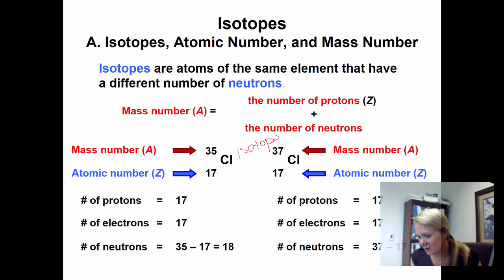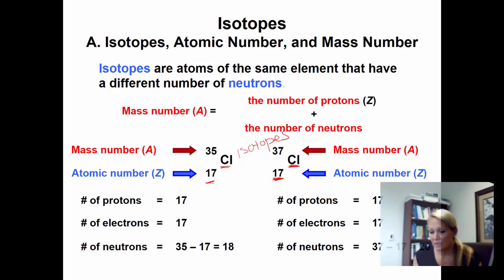Okay, so what I want you to notice is isotopes are the same element. See here? If they're the same element, they have to have the same atomic number, because if that changes, it's no longer chlorine. The only difference here is a difference of two neutrons. Chlorine 37 has two more neutrons than chlorine 35. The number of protons in this isotope of chlorine is 17. That is the identity of chlorine.